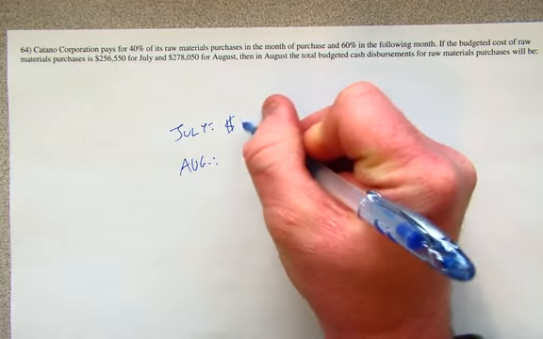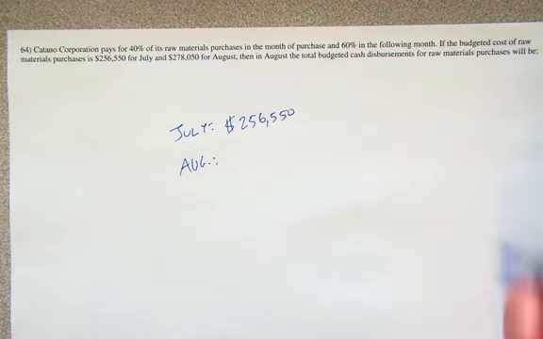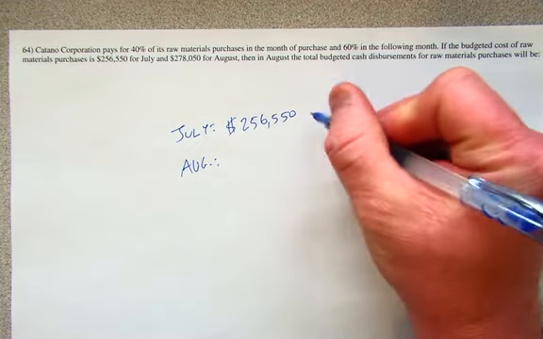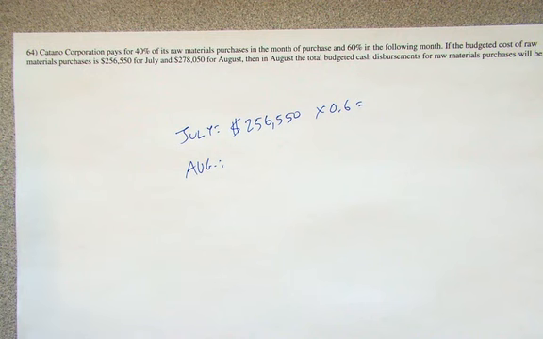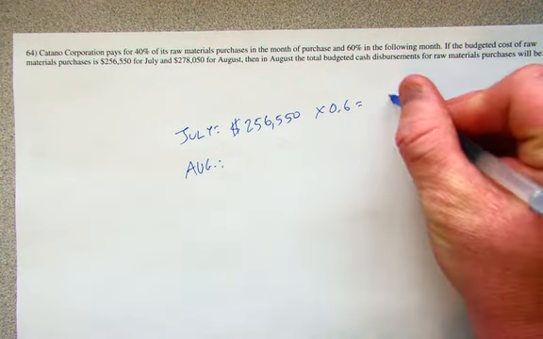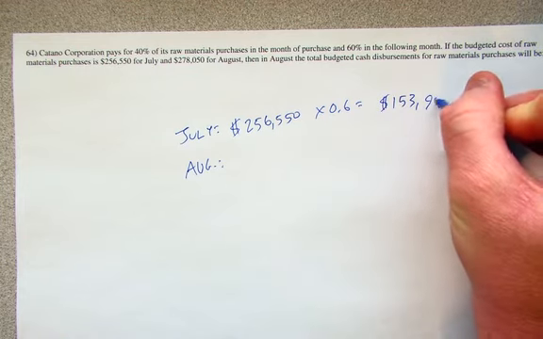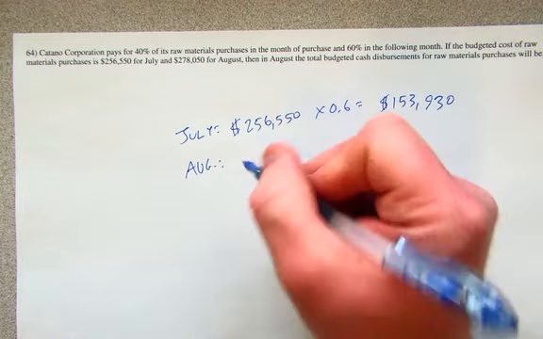July purchases budgeted were $256,550, and we would expect to have paid 40% of those in July. We're going to expect to pay for 60% of those in August. So our cash disbursements, $256,550 times 0.6. Cash disbursements related to those purchases from July would be almost $154,000, just a little shy.